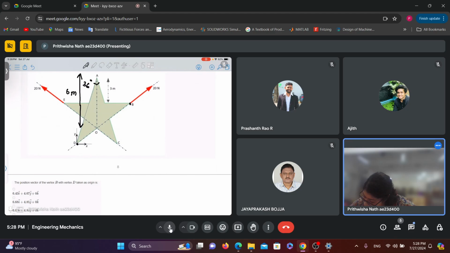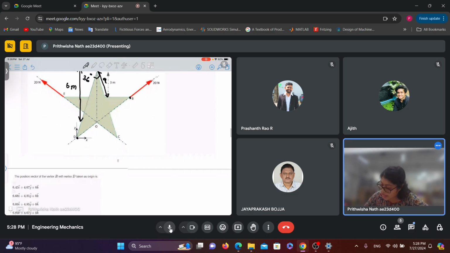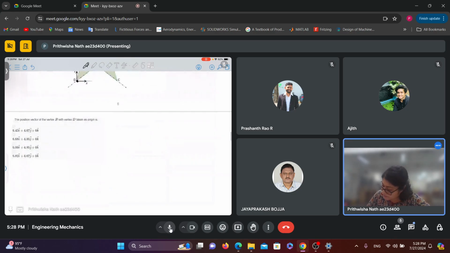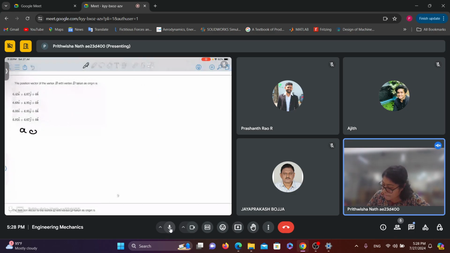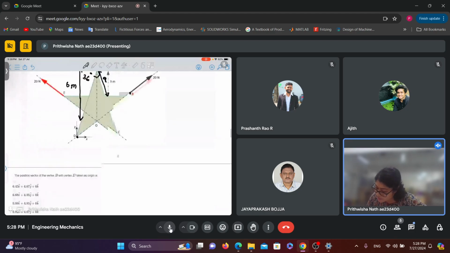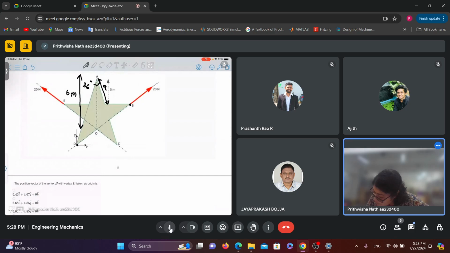So let this be A. Let this be A. So what can I write? I can write A cos 18 is equal to 3 meters. A cos 18 degrees is 3. So from here I'll get A as 3 divided by cos 18. Now, let this point be E.